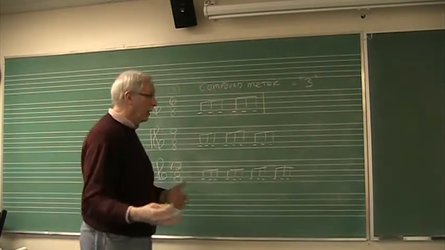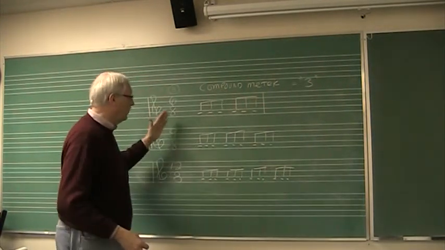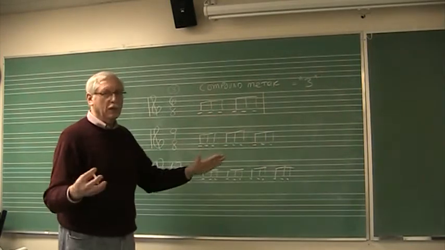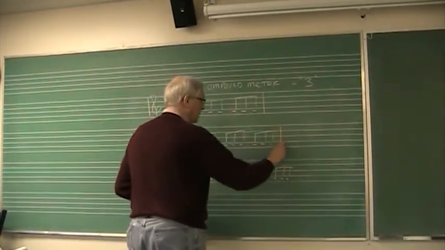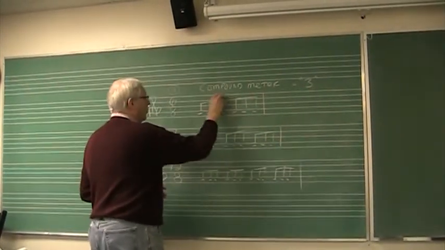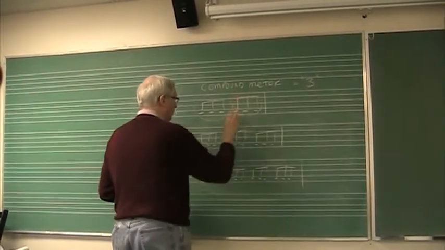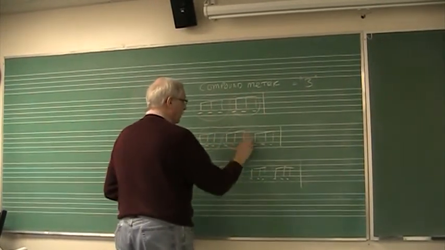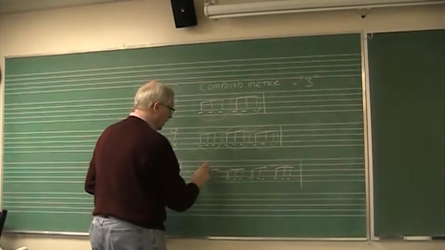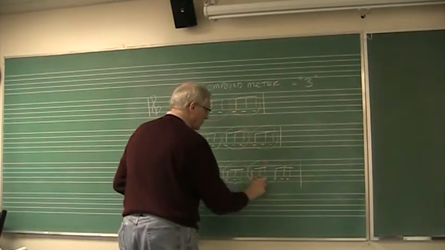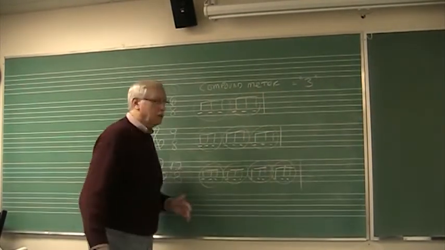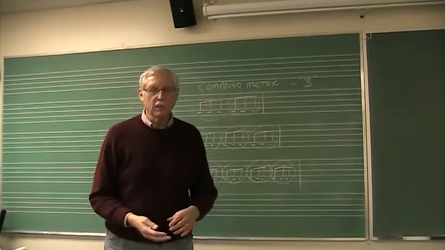Now the reason that you want to know that you're divided by 3: notice how many groupings of eighth notes I have in each one of these. I have 2 here, 3 here, and 4 here. This basically indicates how many pulses there are.